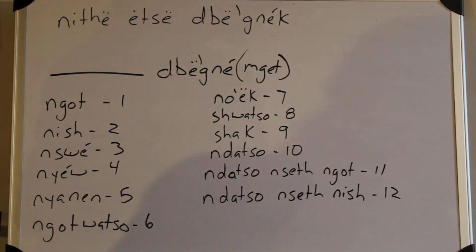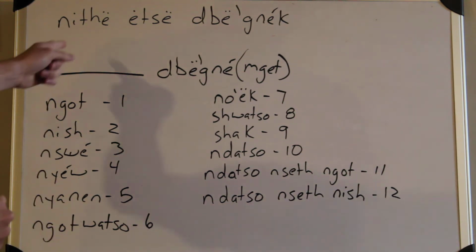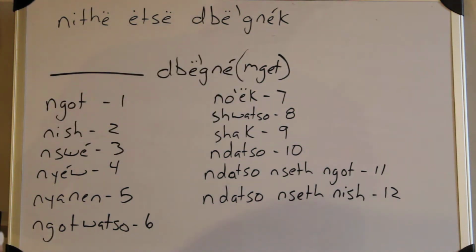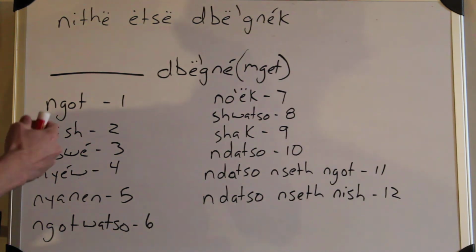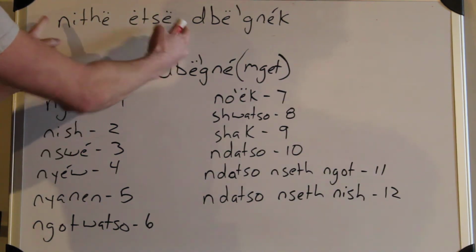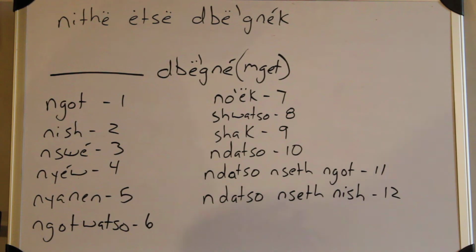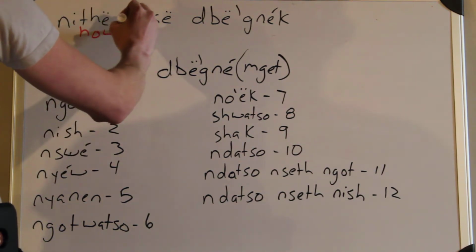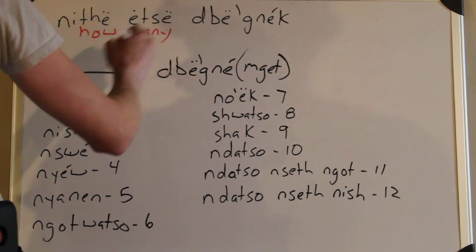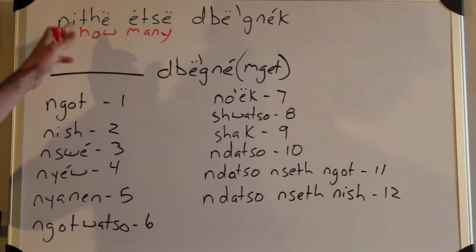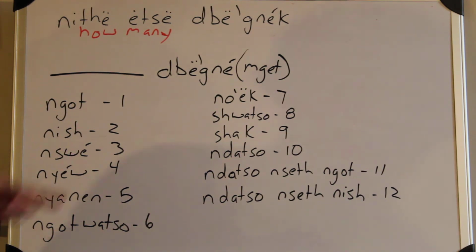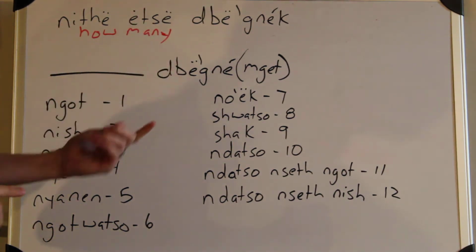So if you were to ask somebody in Potawatomi, what time is it? You would say, Nija etsa debuganek. We'll break this apart to have Nija etsa together. When you have Nija etsa together, it means how many. Now, depending on how Nija is used, it could be what, how, or why. So Nija etsa, how many.